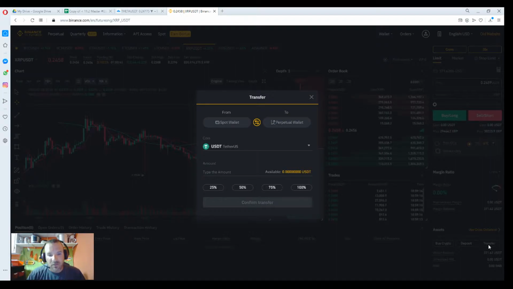Alright, so it tells you when you click on it, from spot wallet to perpetual wallet, you can pick USDT, or you can pick Binance coin if you want to hold Binance coin and use it to trade with. It typically takes a little longer for Binance coin to get over there for whatever reason.